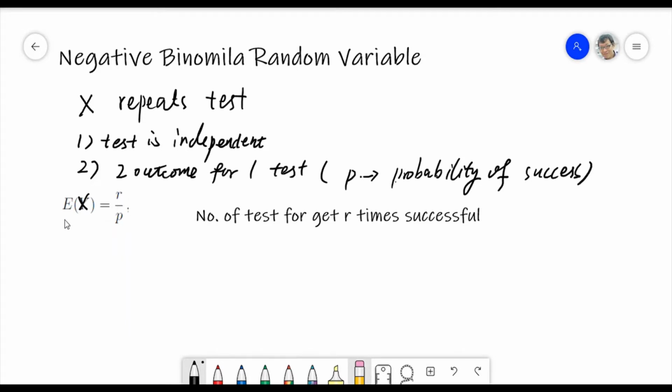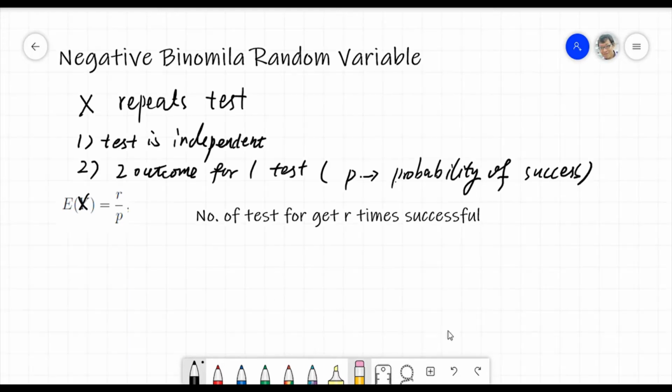The formula here is what? Expectation value equals R over P. R we already talked about. R is the number of successes needed, P is the probability of success. And expectation of X is how many times, the number of trials you get. R, again, is the successful times. P is the probability. If you just look at this, you don't know what it is.